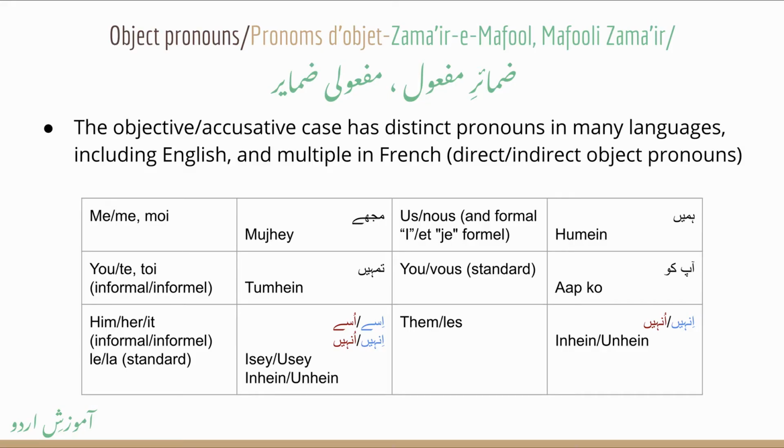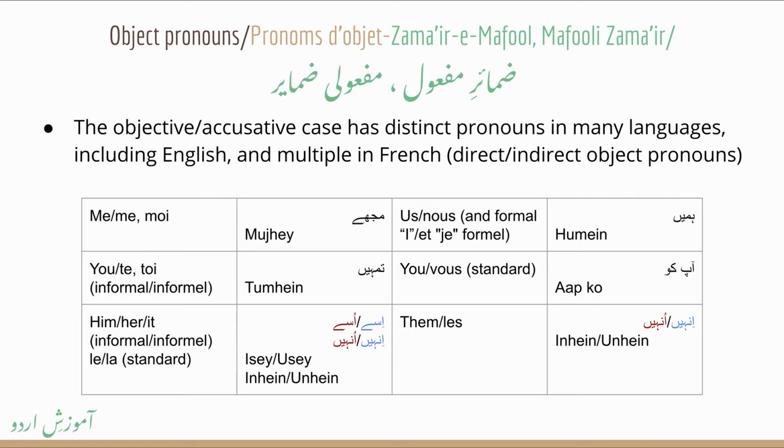Object pronouns. Zama'ir maf'ul or maf'uli zama'ir. The objective/accusative case has distinct pronouns in many languages, including English and multiple in French, the direct and indirect object pronouns.